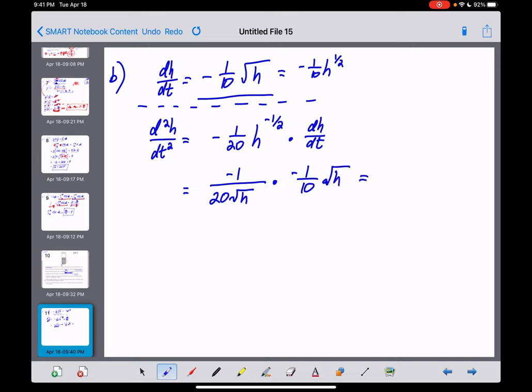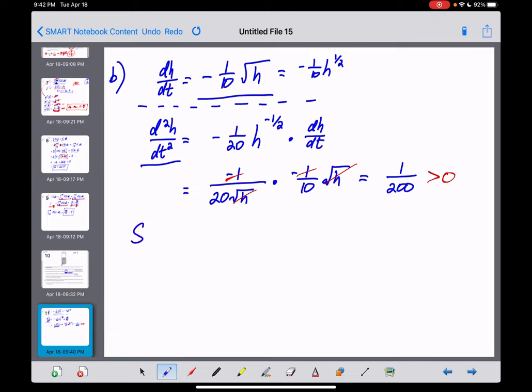Okay, so now the negatives cancel each other out and we just get a positive, but more importantly, the root h's cancel each other out, and I end up with a positive 1 over 200. So that would be the value now of the second derivative here of height taken with respect to time. Now, what we wanted to know is whether the rate of change of the height is increasing or decreasing. So we checked its derivative, and this derivative, ever so slightly, is positive.